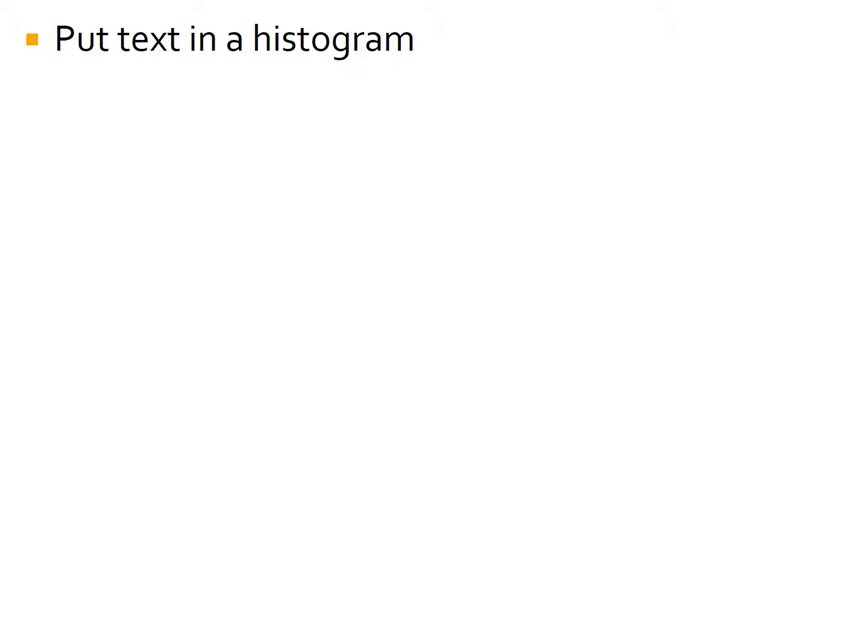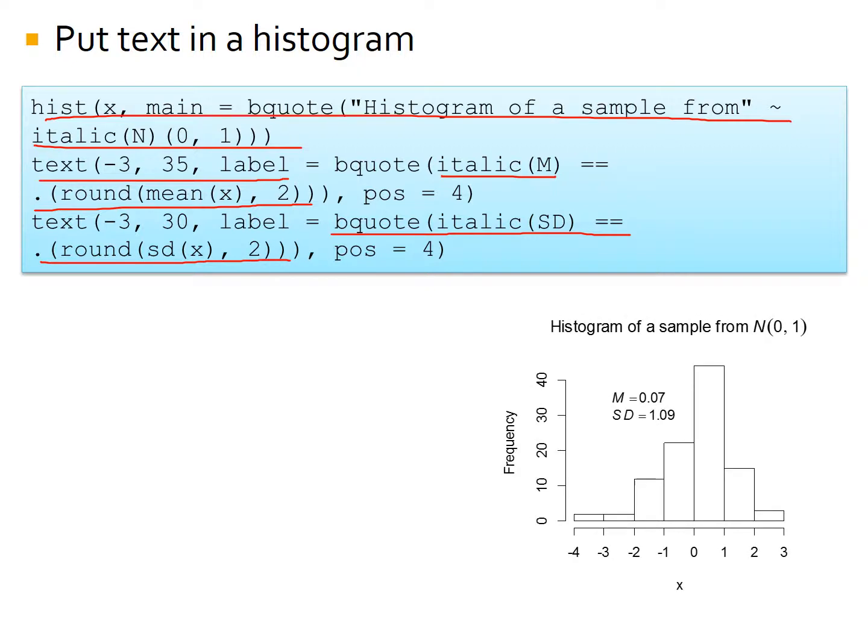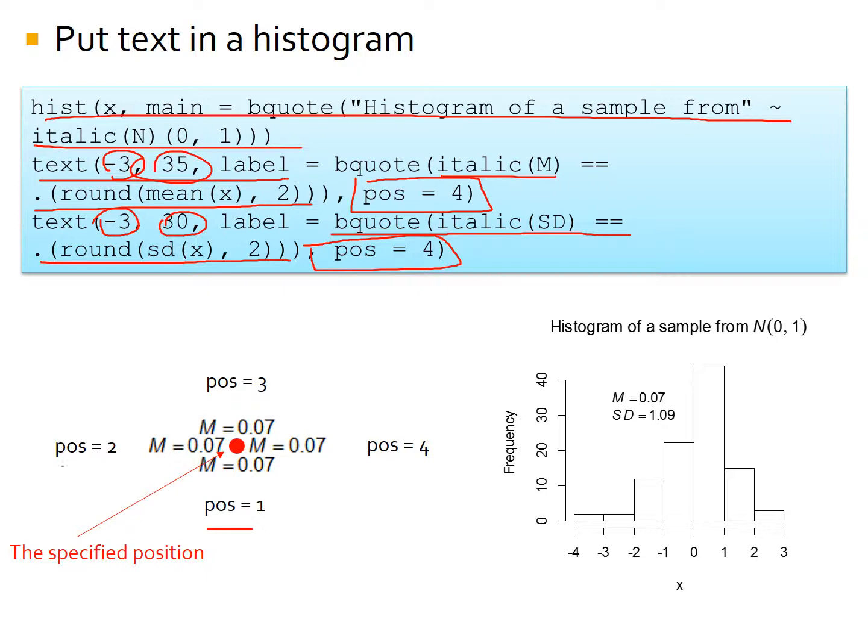Okay, so let's put text in a histogram. First, I use the same histogram, and then I would like to put the text that, okay, my sample mean equals some number, and my sample SD equals some number. You will get something like this. And again, for the position, you have the specified position, for example -3 and 35 or -3 and 30. And position 1, position 2, position 3, position 4 should be something like this.